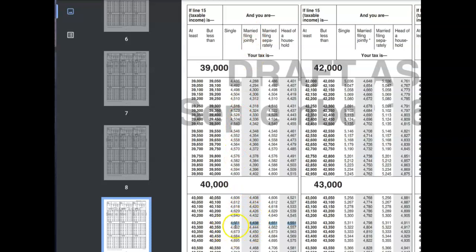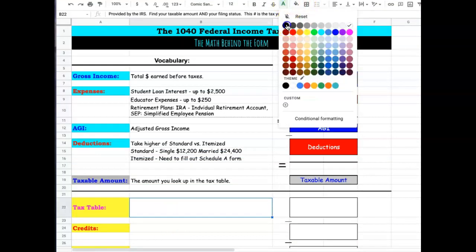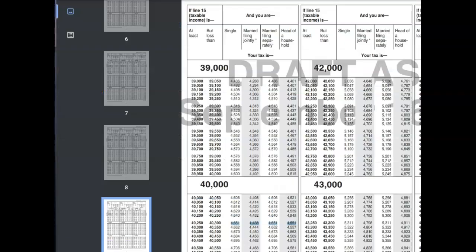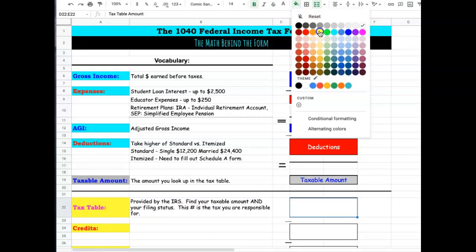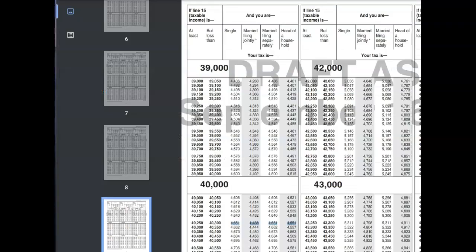And basically we'll focus on those two things. But you find the range of your income here. Not so much your income, I should say your taxable amount that we've subtracted down to. And then you look across the table here. And we'll get to that as well. So the tax table is provided by the IRS, right? I just showed you, it's right here. And you find your taxable amount and your filing status, married, single, and that's the number you're responsible for paying. So we call that the tax table amount. And again, that comes right off of this form.